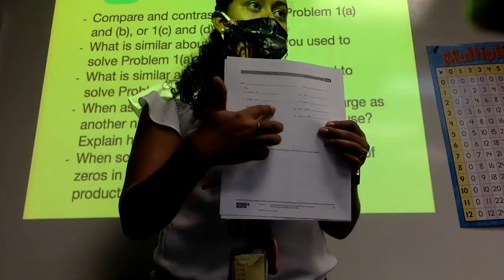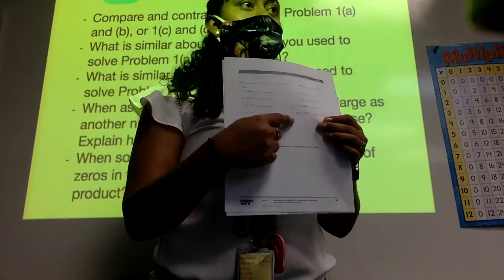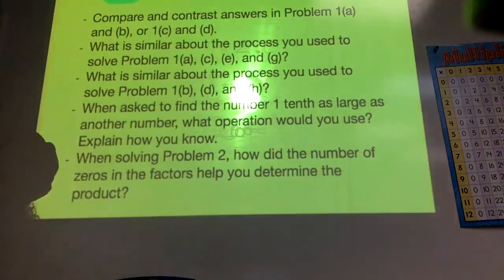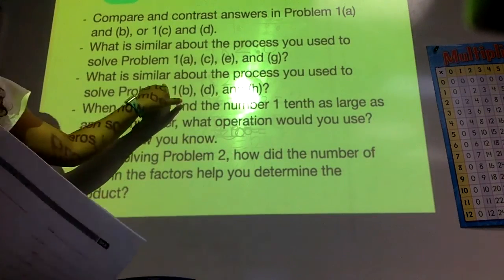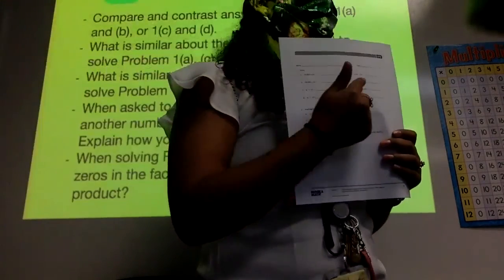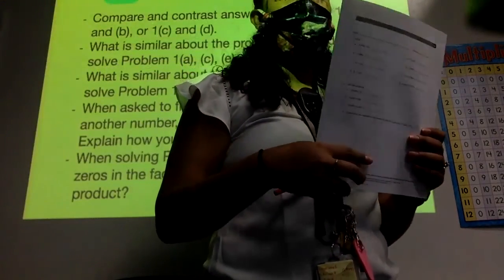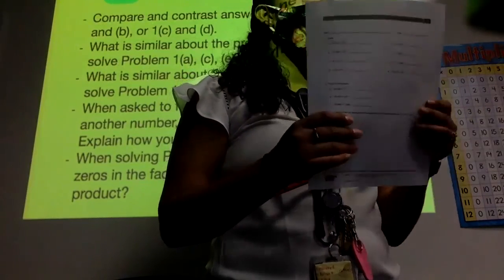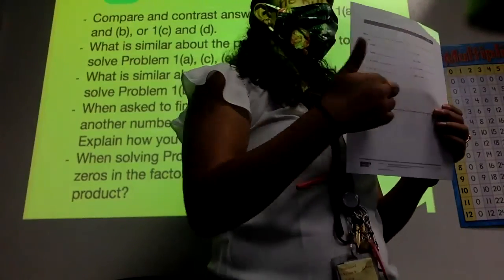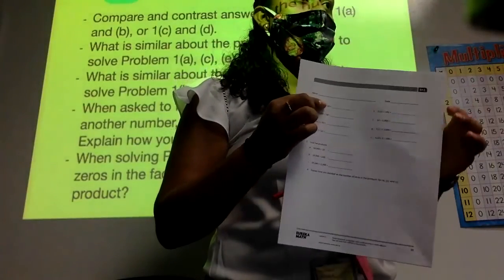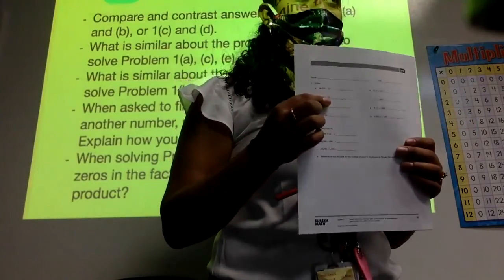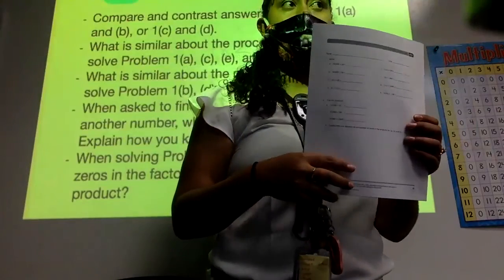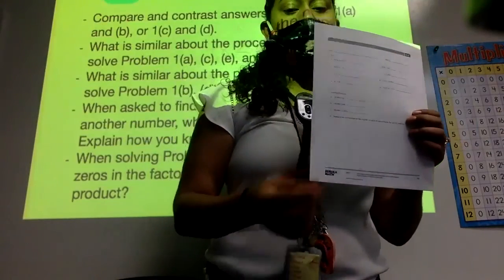What else is different? Once you get your answers, are your answers the same? No, so your answers are different as well, okay? Good job. So now, what is similar about the process for how you solve these problems? What did you always do, Ledger? You're always shifting. What's different is that either you shift left or you shift right. Perfect. Anything else? All right, thank you very much.